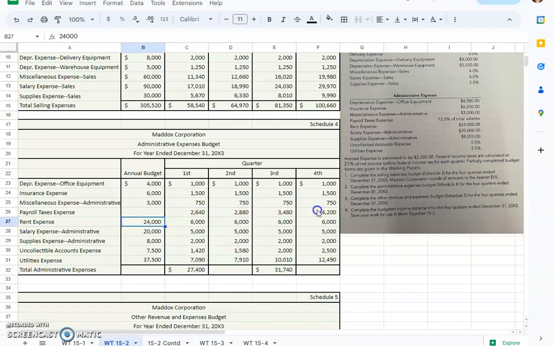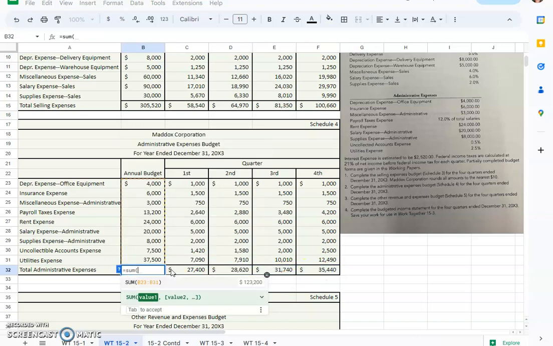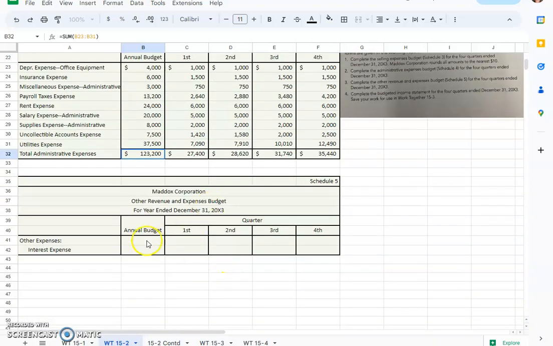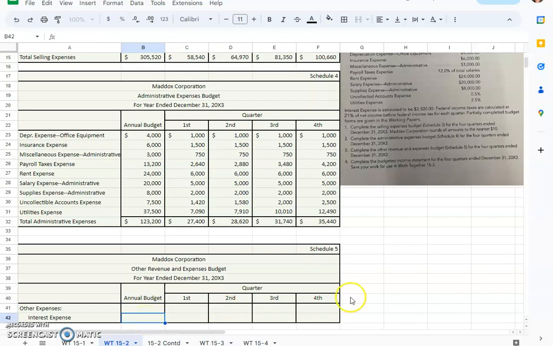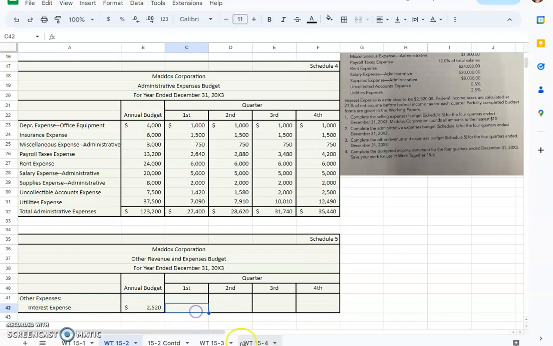We'll total them up. And now we will total for each of the quarters, and we will add up the entire year, or 123,200 total administrative expenses. Now we've got to do our other revenue and expense budget. So we're looking for interest expense, and the book tells us interest expense is estimated to be $25.20. So then we'll just put $25.20 here, and then equals this amount divided by 4.